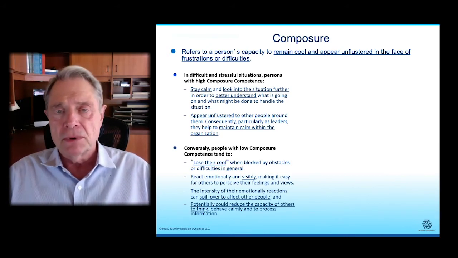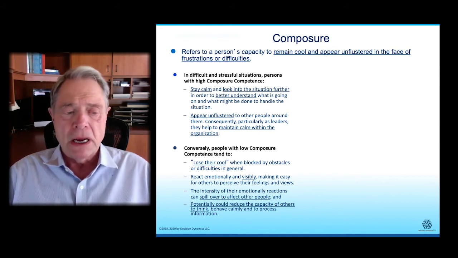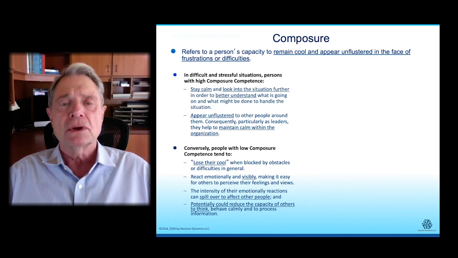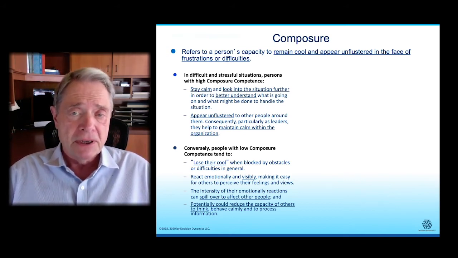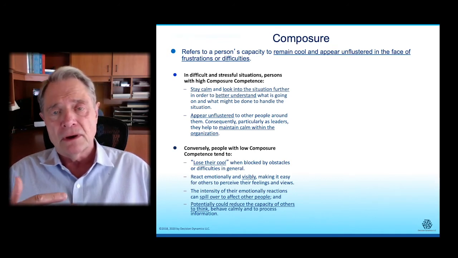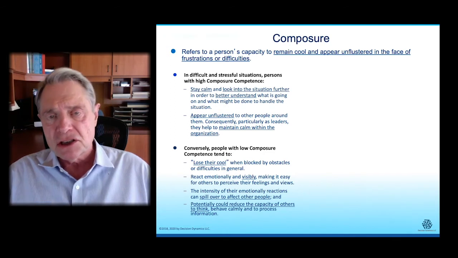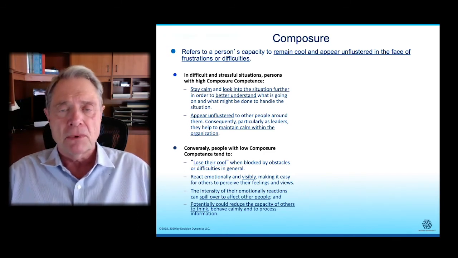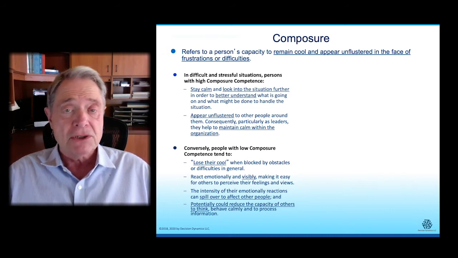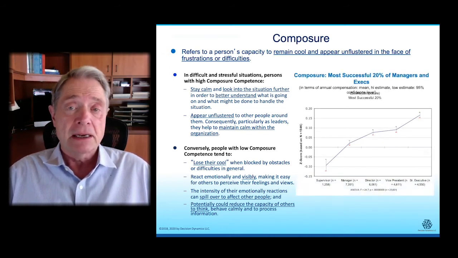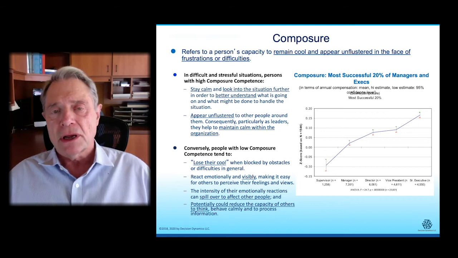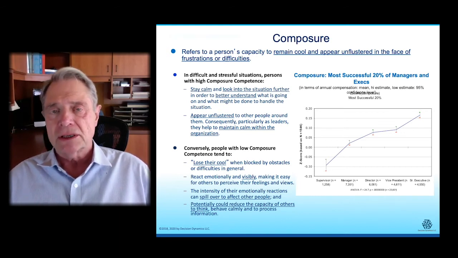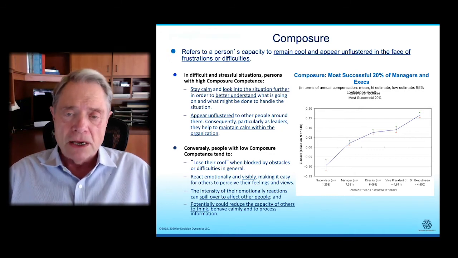On the other hand, people who are relatively low on composure have the tendency to lose their cool when dangers arrive or when blocked and frustrated. Their reactions are quite visible emotionally, and this does help other people understand their feelings and their views on things. However, when their emotions are quite intense, they can spill over and impact the other people around them and cause those other people to become stressed and lose their ability to think clearly and analytically in the face of threats. Here's the chart showing how scores on composure tend to increase, again, as the most successful leaders rise up in the organization.